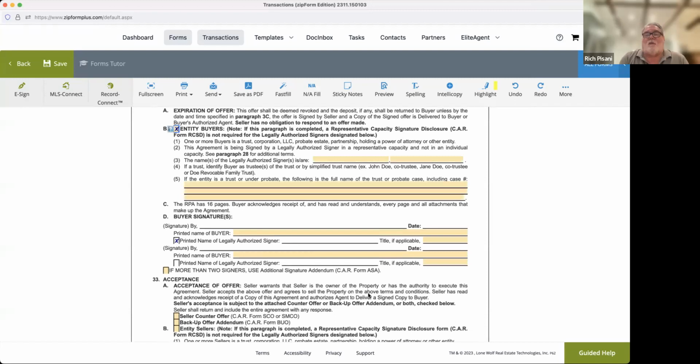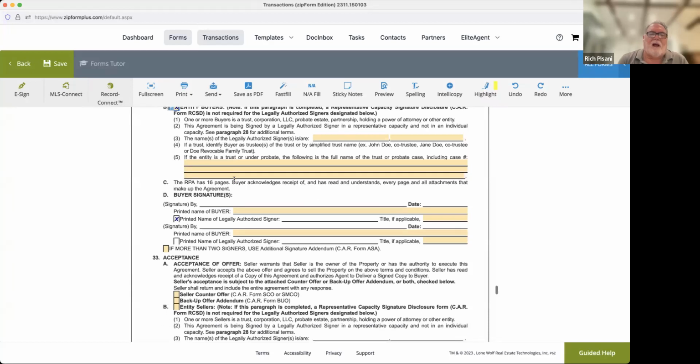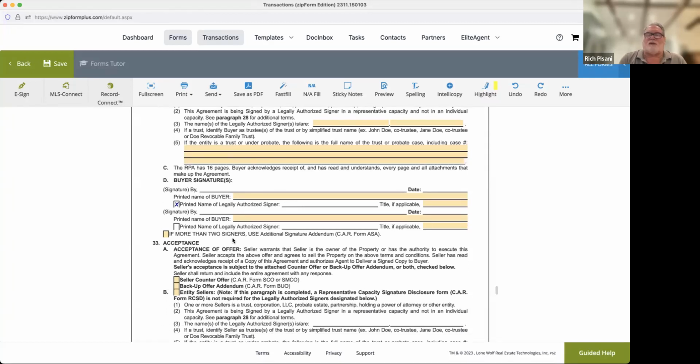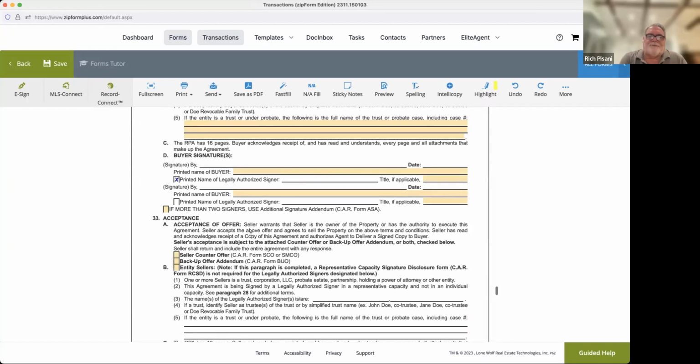So if there's more than 2 signers, use the ASA. This right here, more than 2 signers. Now, remember this entity buyer thing eliminates the need for the representative capacity. It's all done here. It's a lot easier. But don't try to cram 3 or 4 names in this. If there's more than 2 buyers, you have to do the ASA.